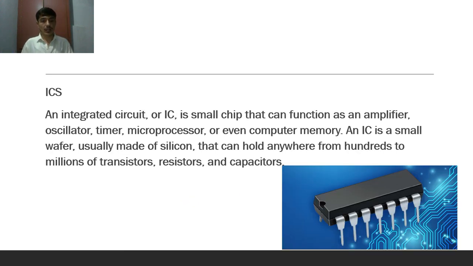ICs. An integrated circuit, or IC, is a small chip that can function as an amplifier, oscillator, timer, microprocessor, or even computer memory. An IC is a small wafer, usually made of silicon, that can hold anywhere from hundreds to millions of transistors, resistors, and capacitors in circuits.